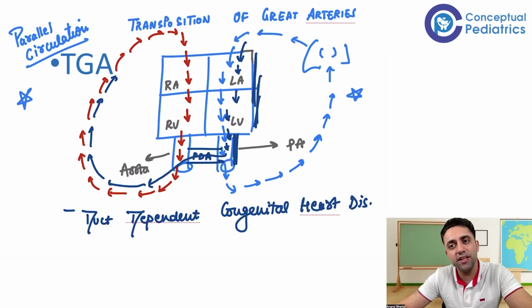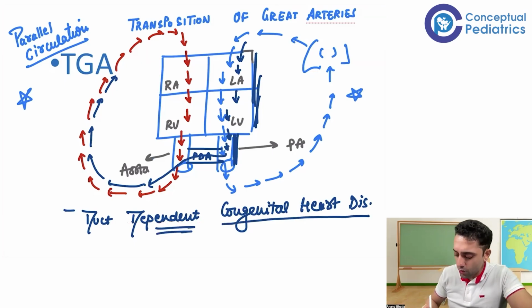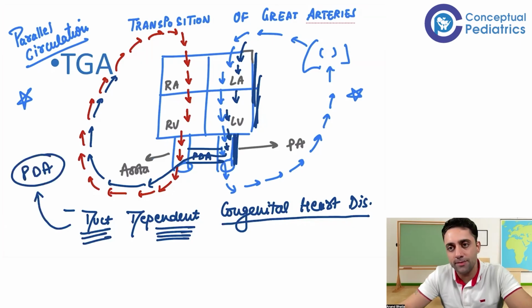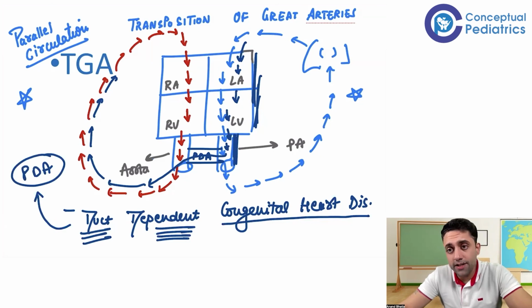If I ask a very simple question, name some duct-dependent congenital heart disease, one of the examples is TGA. What is the meaning of duct-dependent? It means I'm saying, tell me some congenital heart disease where you are dependent on the duct. Which duct are we talking about? We're talking about the patent ductus arteriosus. In simple words, I'm asking, tell me some congenital heart disease where I'm dependent on the PDA for the survival of the baby.